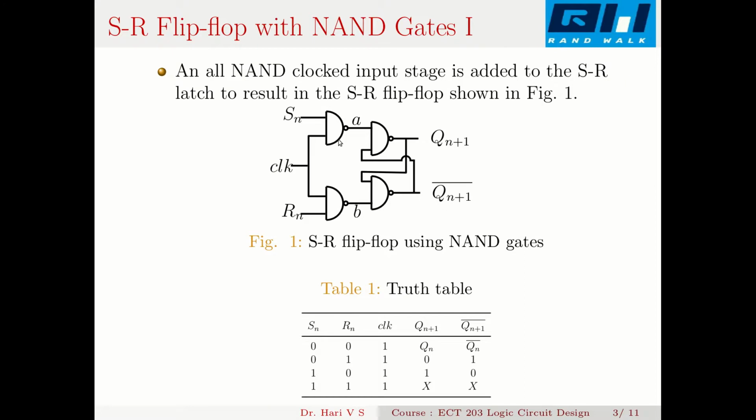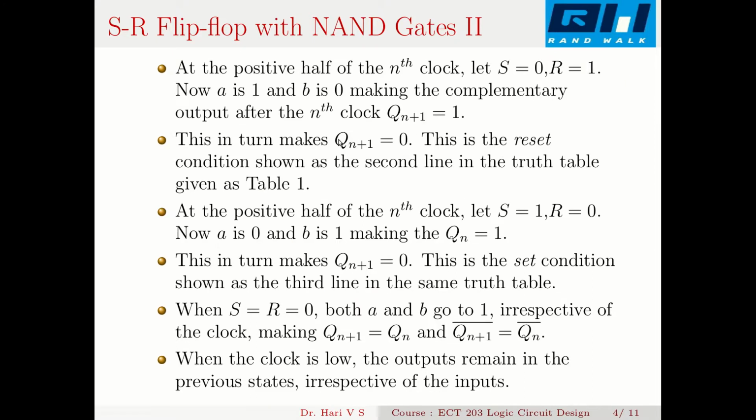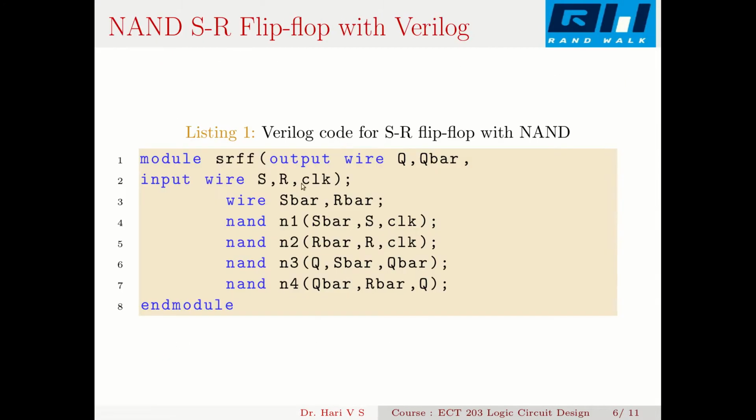And now in between I have this A and B. This is the output of your first NAND gate. So I need some local nets for that. So I declare them as wires: wire S bar, R bar. Now the first NAND gate output: what goes into the NAND gate are S and clock, and S bar comes out. What goes into the second NAND is R and clock, and R bar comes out. Then these are the two NAND gates at the output section: NAND N3, Q, S bar and Q bar. Then N4, that is R bar and Q goes in, and Q bar comes out.